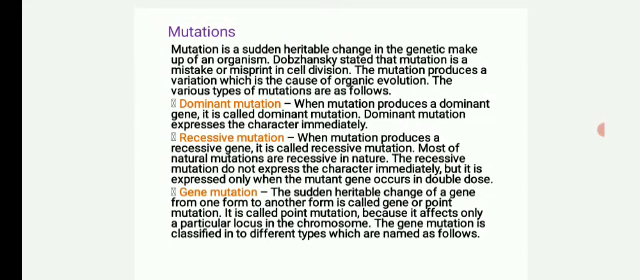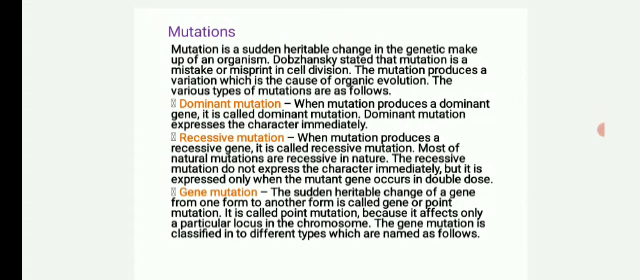Number 1, mutations. Mutation is a sudden heritable change in the genetic makeup of an organism. Dobzhansky stated that mutation is a mistake or misprint in cell division. The mutation produces a variation which is the cause of organic evolution. The various types of mutations are as follows.